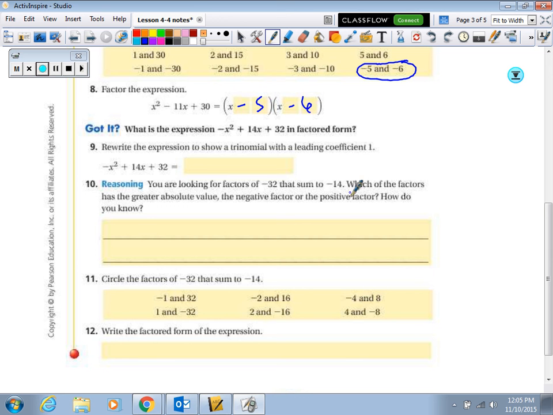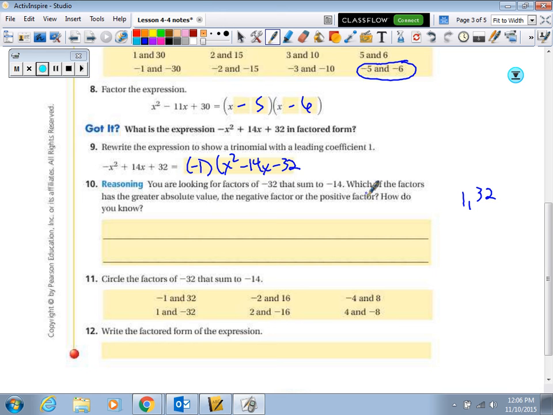You want to rewrite the expression. So negative 1 times x squared minus 14x minus 32. So you're going to subtract factors of 32 that have a difference of 14. Okay? So the first thing I would do is I'd start listing my factors. And so you should finish that up. Then pick out the ones that work, and then you want to write the factored form. So please make sure you do that. And so it says, which of the factors has the greater absolute value?